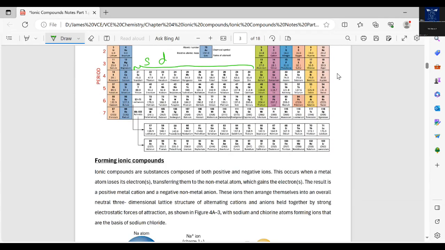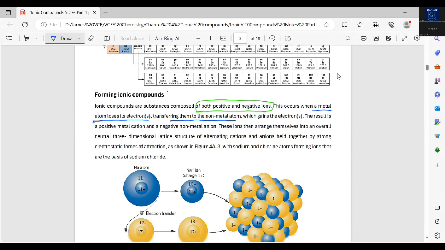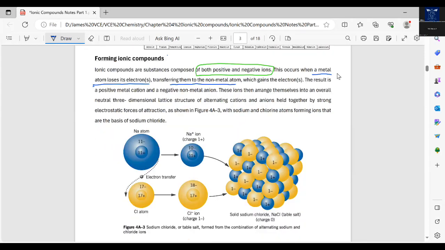Forming ionic compounds. Ionic compounds are those substances composed of both positive and negative ions. You need to recognize this. This occurs when a metal will always lose its electrons, transferring them to the non-metal atoms. The result will form both cation and anion. Then they will form these ions. You need to recognize this particular phrase or sentence.